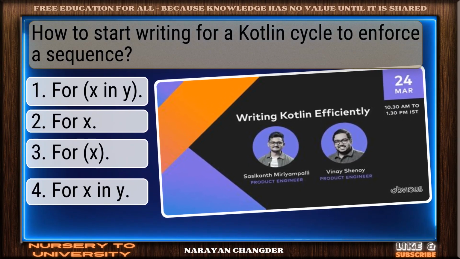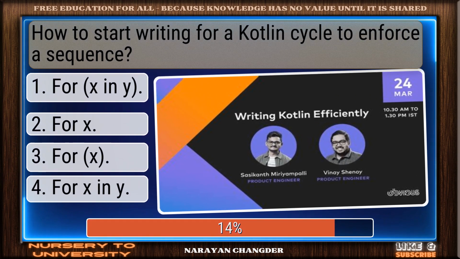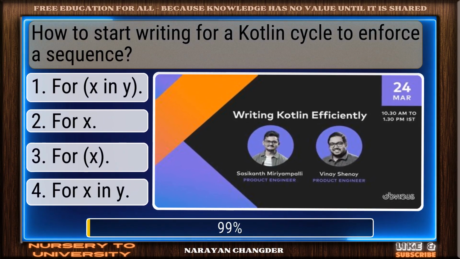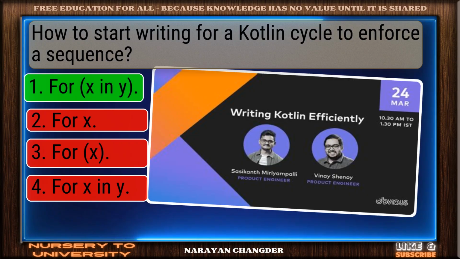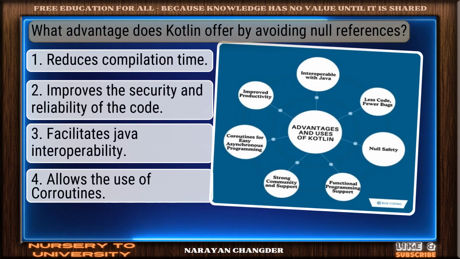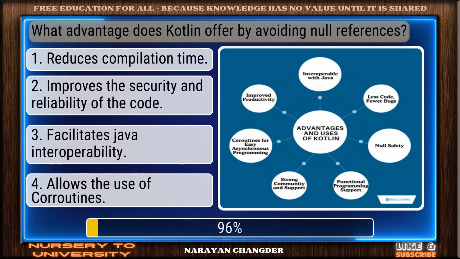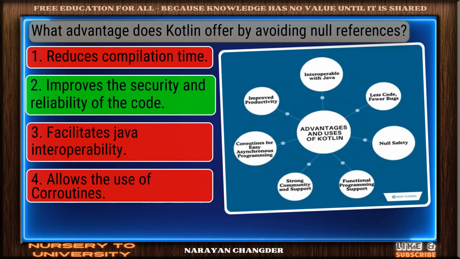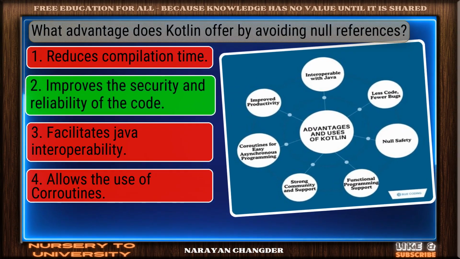Question number 4. How to start writing for a Kotlin cycle to enforce a sequence? Right choice. 4 is the best answer. Question number 5. What advantage does Kotlin offer by avoiding null references? Correct response. Improves the security and reliability of the code is the most accurate answer.